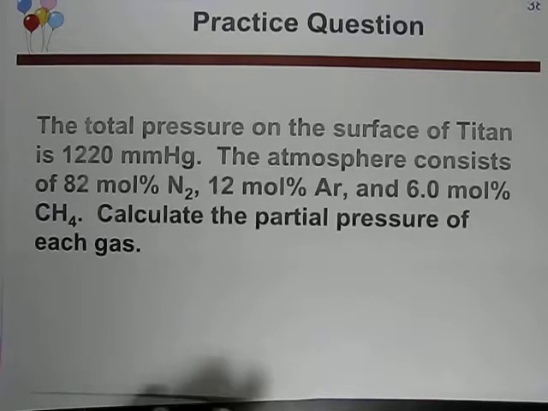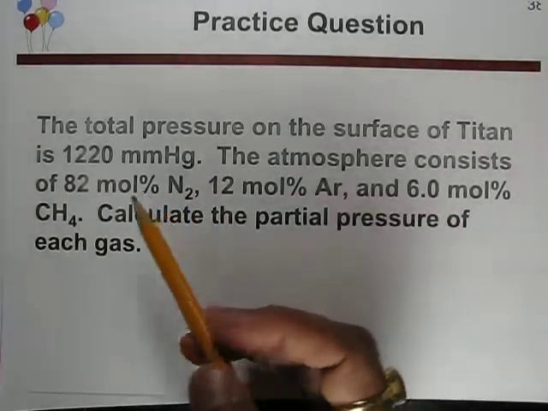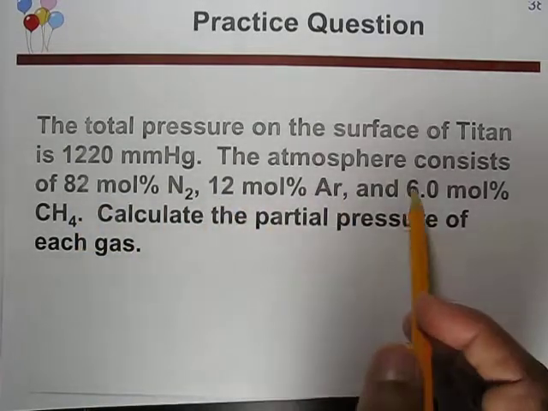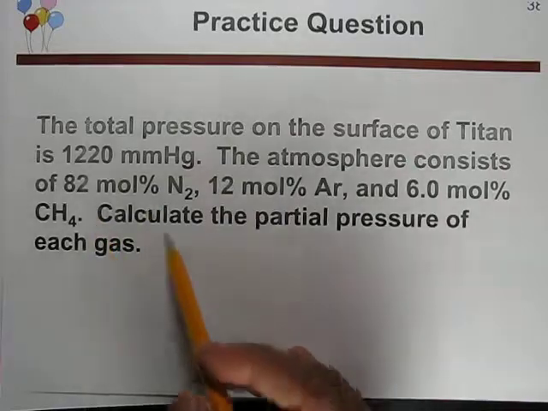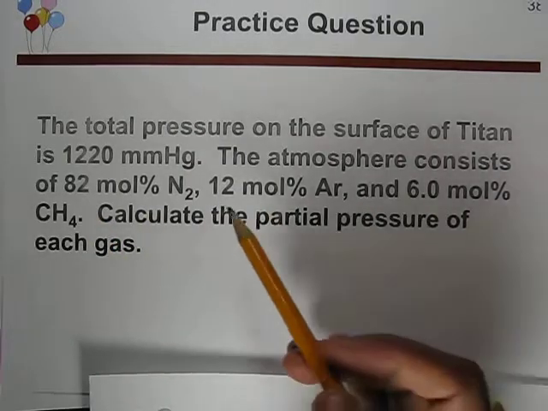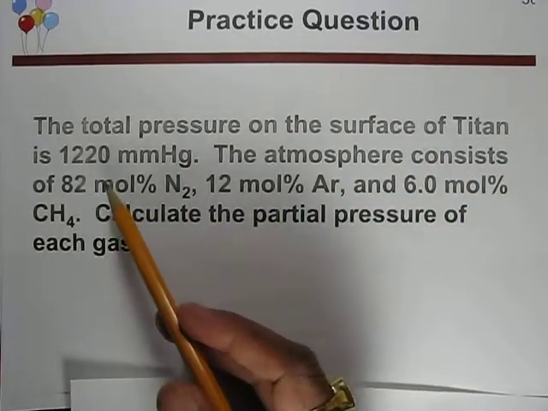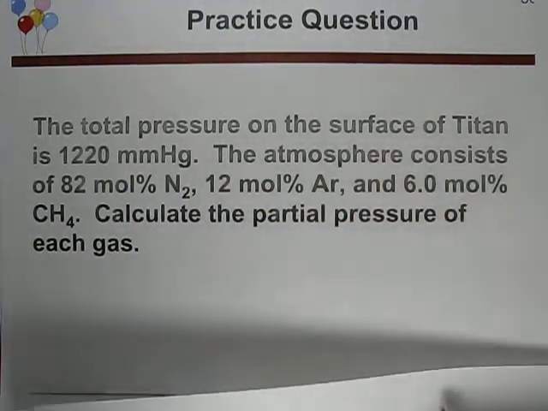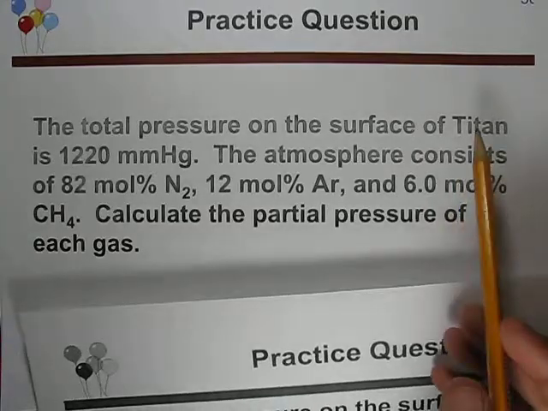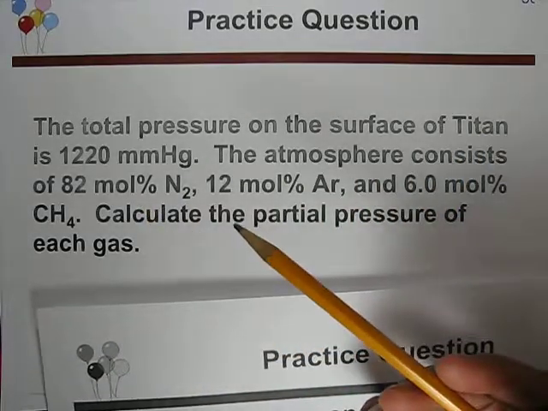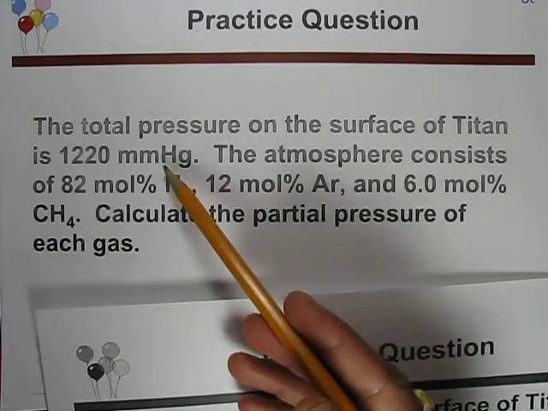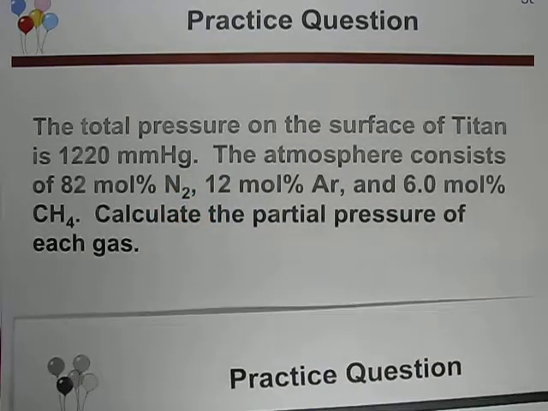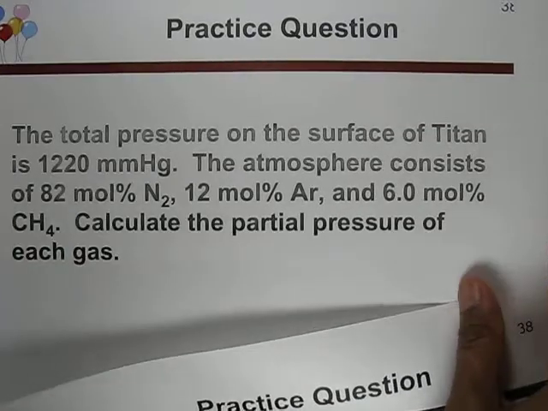So how will we calculate? If you see the total given here, 82 plus 12 plus 6, when you combine all these, it's 100%. So out of 100 mole, 82 mole will be nitrogen, 12 mole of argon and 6 mole of methane on the surface of Titan. And the pressure, you can see, is more than Earth's atmospheric pressure. So how will we solve this question?